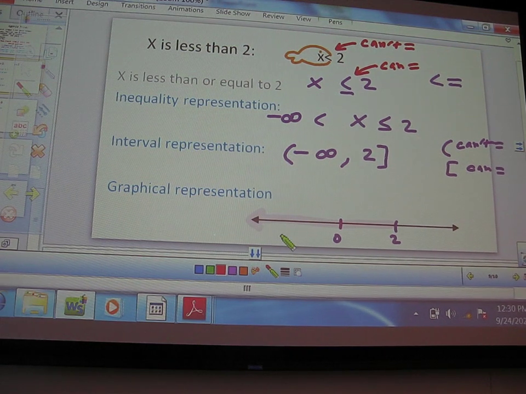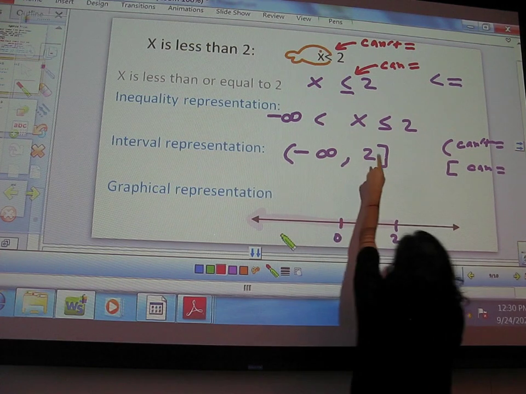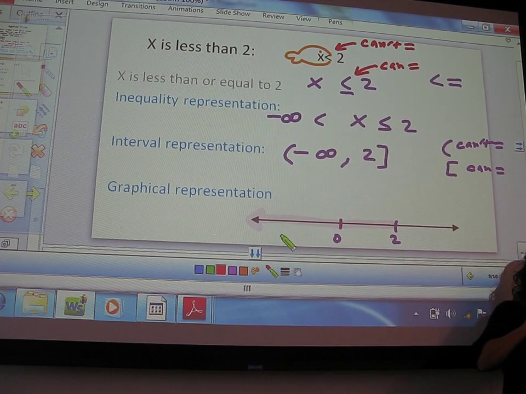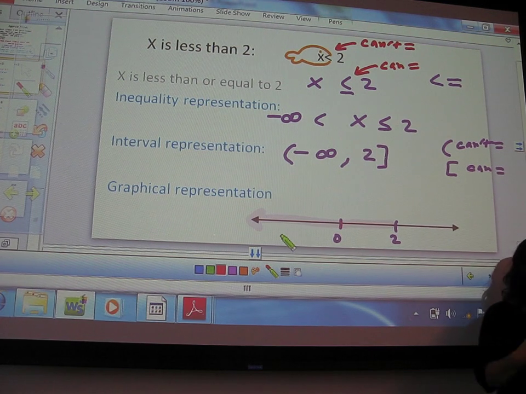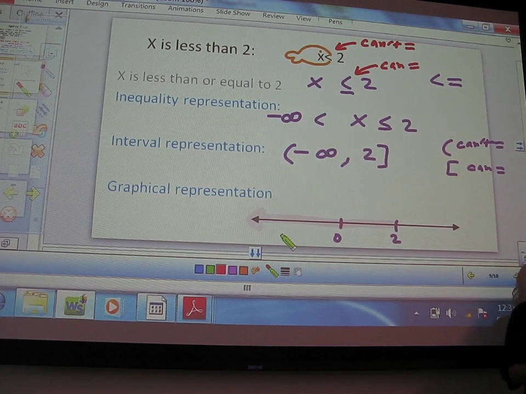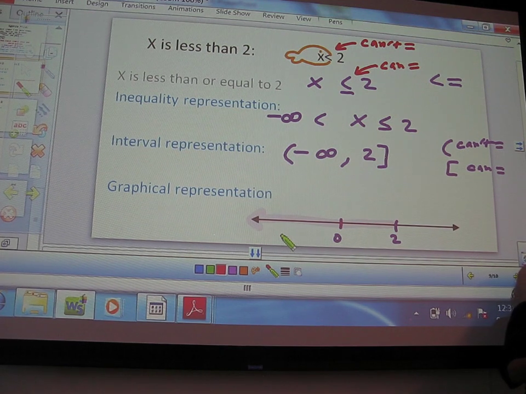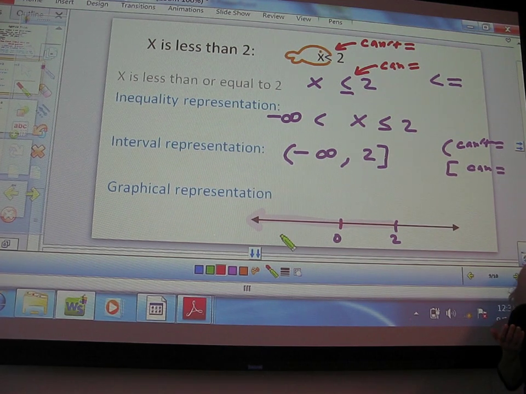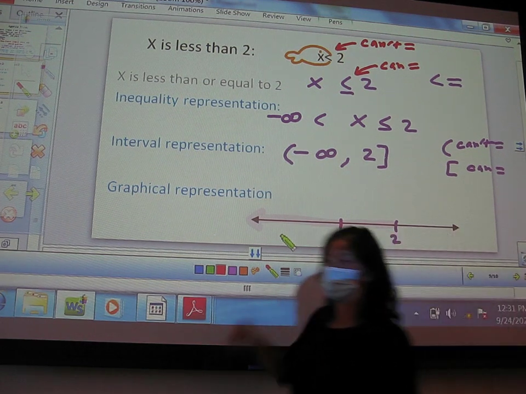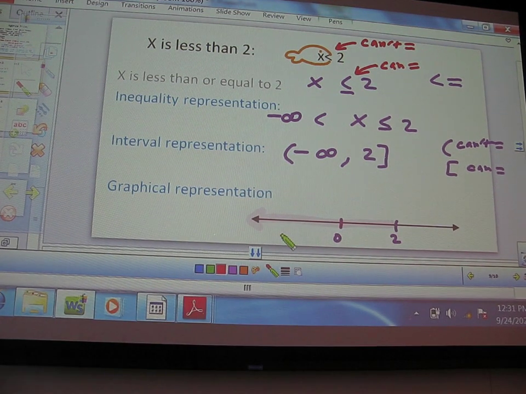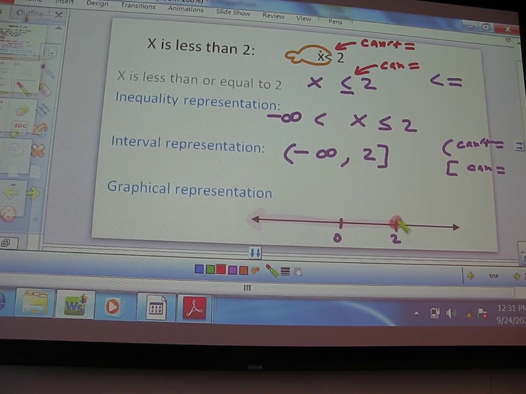Now then comes the question of, can I equal 2? Am I allowed to equal 2 or not? Yes, I can equal 2. So how would I graph x is 2? If I say graph 2 on the number line, what would you do? You do a dot, a circle, right? A dot right at 2. Does everyone follow me?